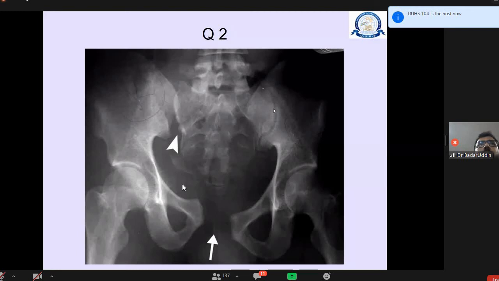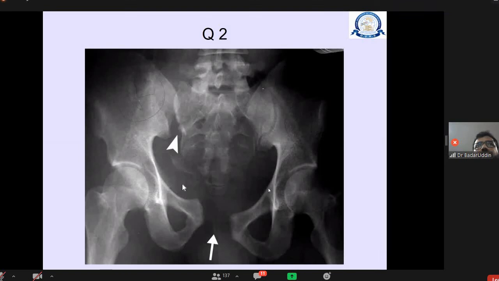First was anterior posterior compression, and this one is vertical shear. That's good. Absolutely right. And see this another X-ray.